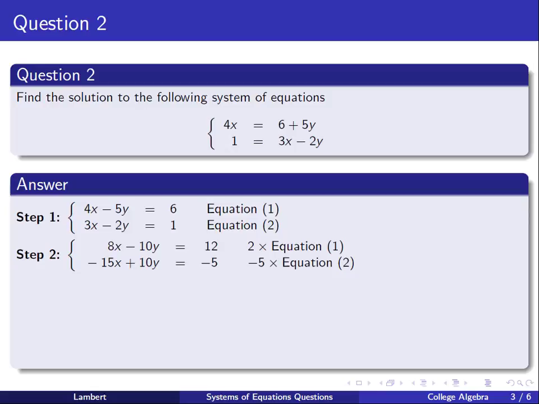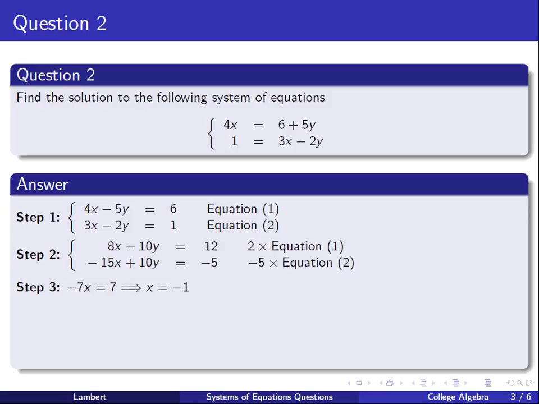Adding up these equations, 8x plus negative 15x is going to give us negative 7x. Since we've done things properly, when we add negative 10y and 10y, notice that we have just 0y, which turns to 0, and then 12 plus negative 5 makes 7. So we have negative 7x equals 7, and you can simply divide both sides by negative 7 to get x equals negative 1.